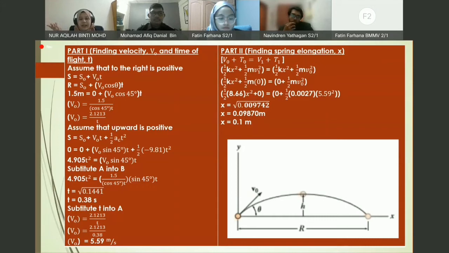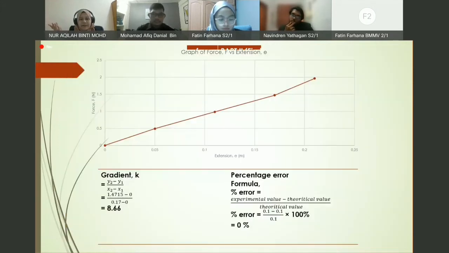Moving on to the next slide, please. Okay, so this is the data. This is the graph that we make from the data. For this part, we use the gradient to find the k, which is the spring constant. And using that, we substitute the k value into the previous equation. So we got 0.1 meter.